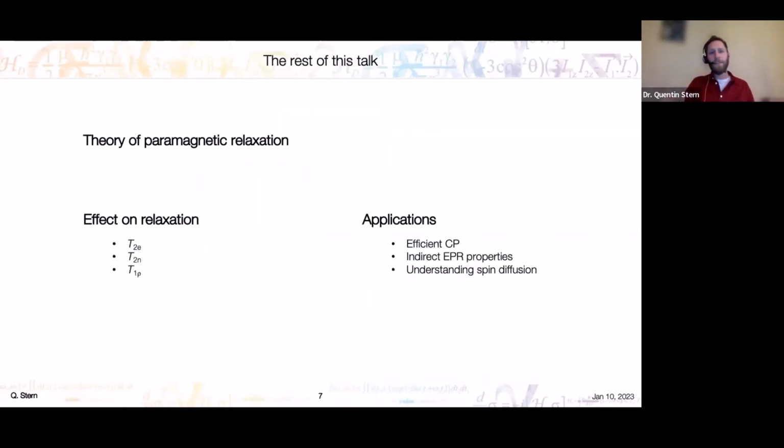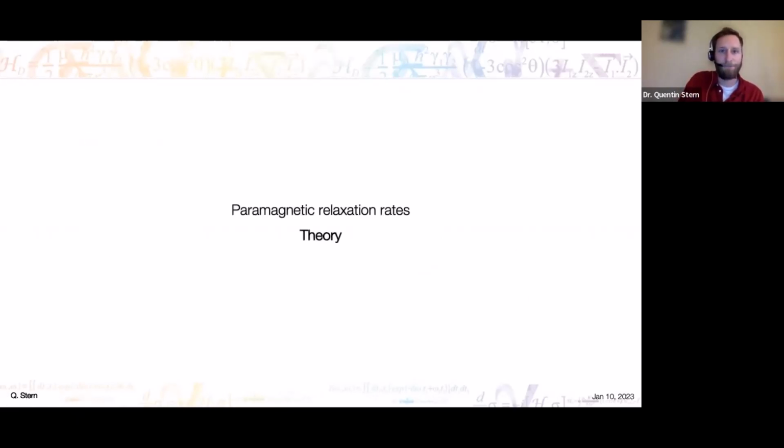So now for the rest of this talk, I would like to show first, using a simple relaxation model, where this paramagnetic relaxation rate comes from. Then we'll see in the literature where this has been observed, the effect on the T2 of electrons, T2 of nuclei, and the T1 rho of nuclei. And then we will see how we can apply this for different applications. And I will stop a few times to give you the occasion to ask questions. First time will be after this theory part.